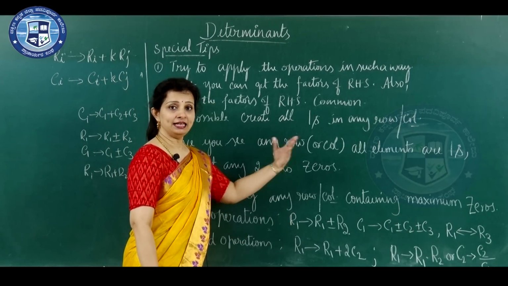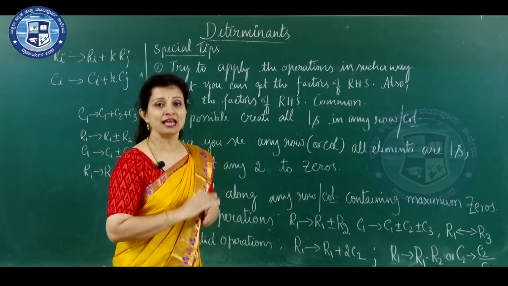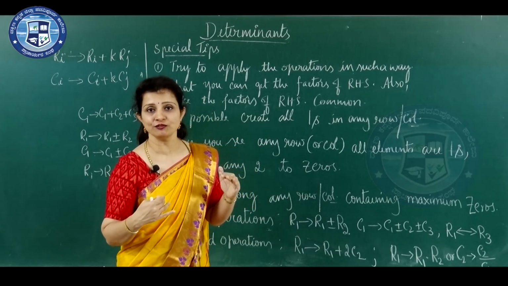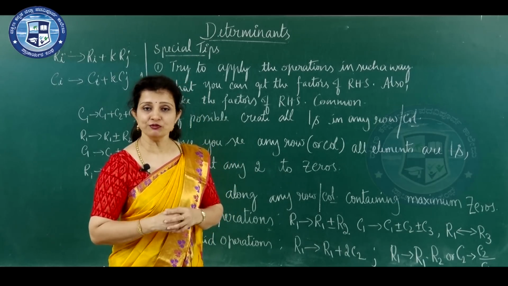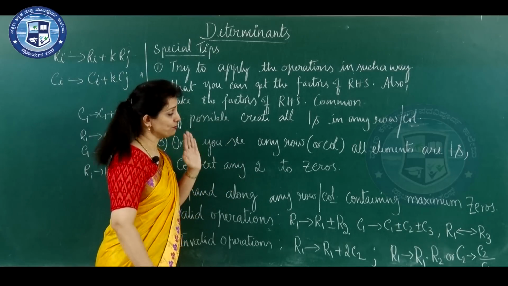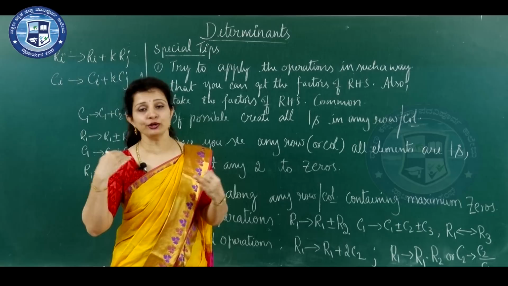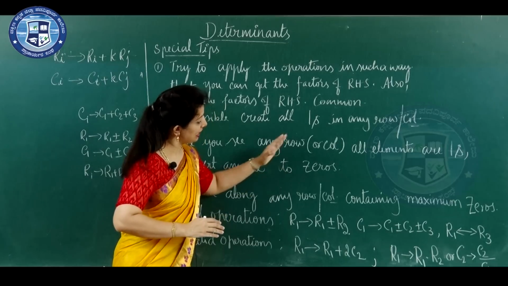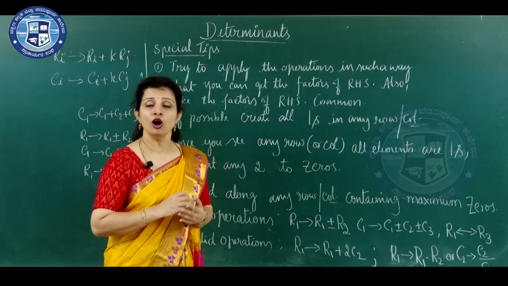See, unlike in elementary operation where you have learned to find the inverse of a square matrix, there once you apply row operation, you have to follow the same till you get the inverse of a square matrix. Once you apply column operation, you have to apply the same. But when you apply the properties of determinant, it is possible to first apply row operations, then in the next step you can apply even column operation, or vice versa.